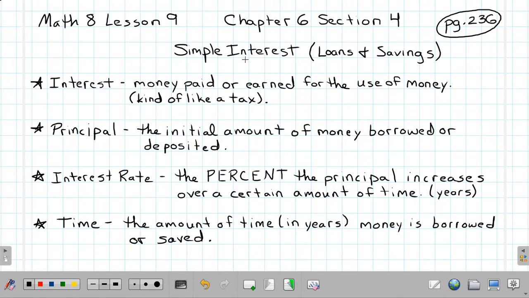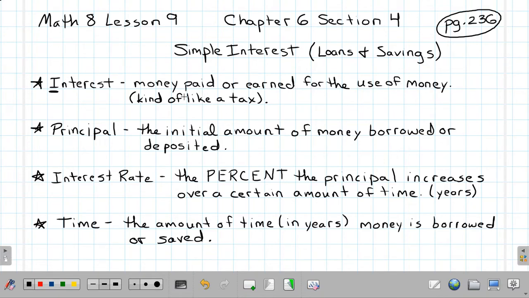So let's actually talk about what interest is. In this case, we're going to just look at what we call simple interest, okay? But what is interest? Well, interest, which I'm going to underline here the letter I, because that's going to become important here in just a few minutes. But interest is money paid or earned for the use of money.